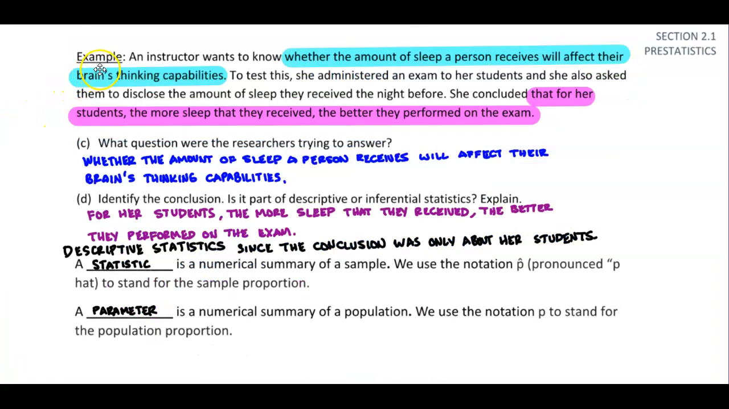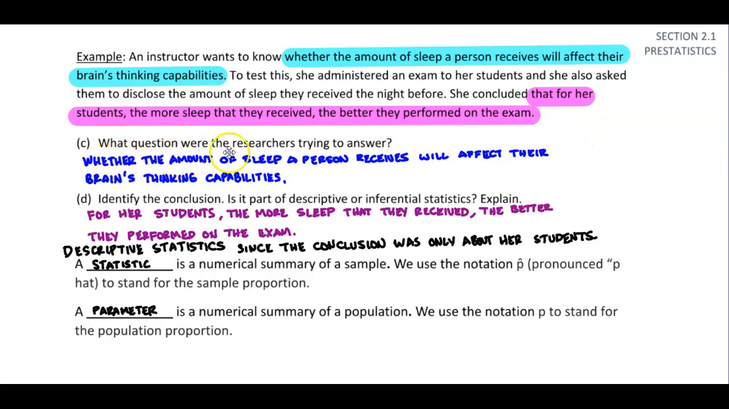Here's another example. An instructor wants to know whether the amount of sleep a person receives will affect their brain's thinking capabilities. To test this, she administered an exam to her students, and she also asked them to disclose the amount of sleep they received the night before. She concluded that for her students, the more sleep that they received, the better they performed on the exam.